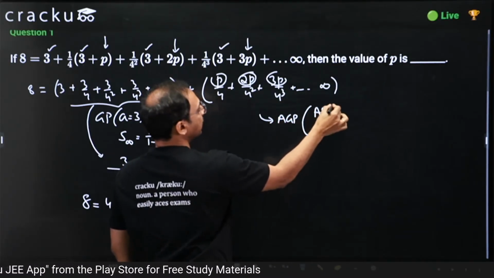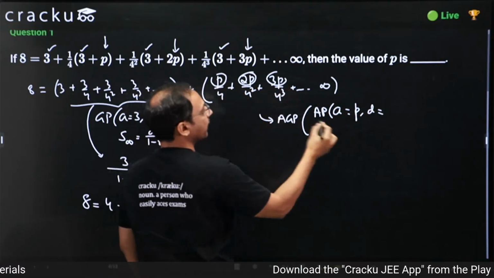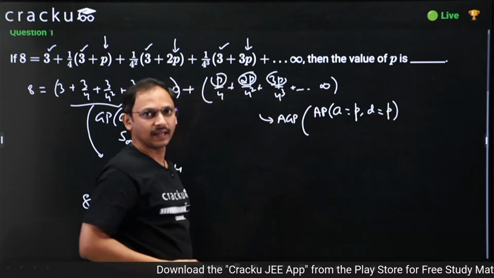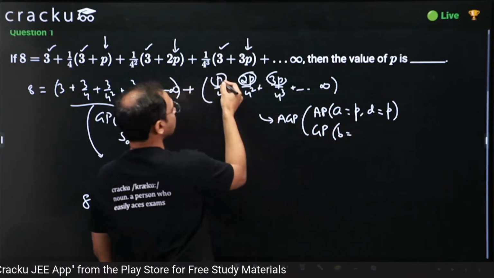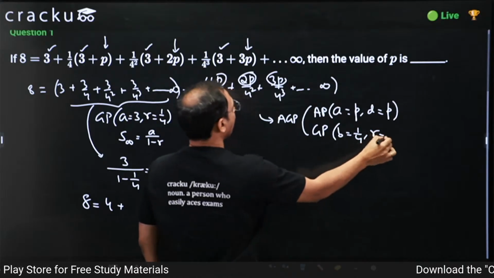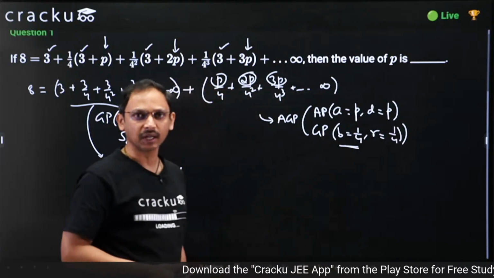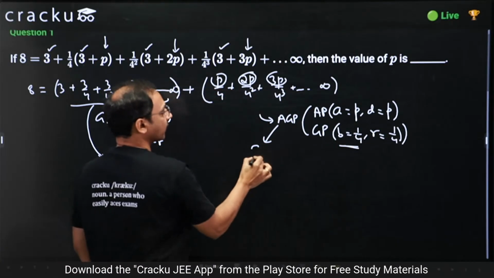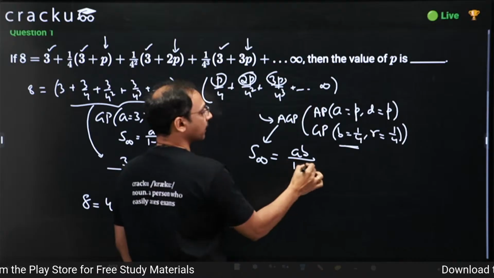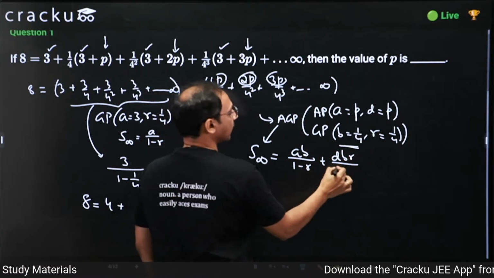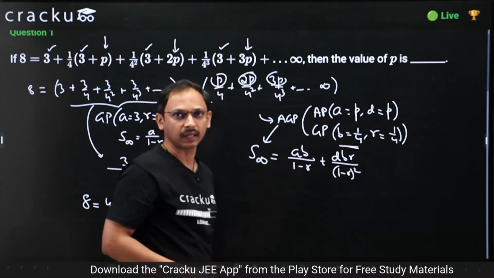So the AP part, you have the first term as p. Common difference is also p. We are looking at infinite sequence or infinite series. The GP part, the first term is 1 by 4 and the common ratio is also 1 by 4. So in the GP part, I am calling the first term as b. Now what is the formula for S infinity of an AGP? S infinity formula is ab by 1 minus r plus dbr by 1 minus r whole square. So the values of a, d, b, r you take from this observation.